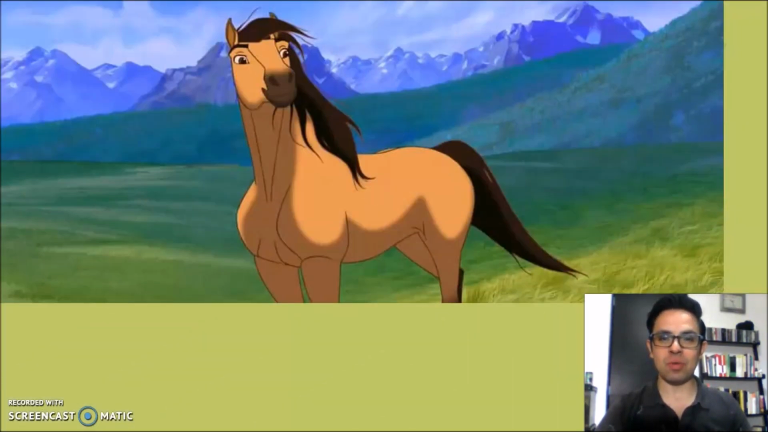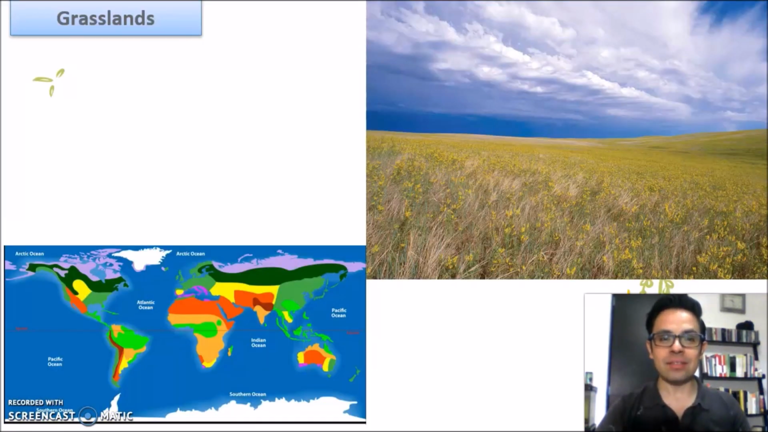Do you remember the movie Spirit? Wild horses running through open plains without almost any trees? Well, that will be our next biome, the grasslands. Grasslands are also called prairies. They are usually located at the center of the continents, and they have strong shifting temperatures during the summer and the winter. This is usually the reason why there are no trees around, because of the lack of water.